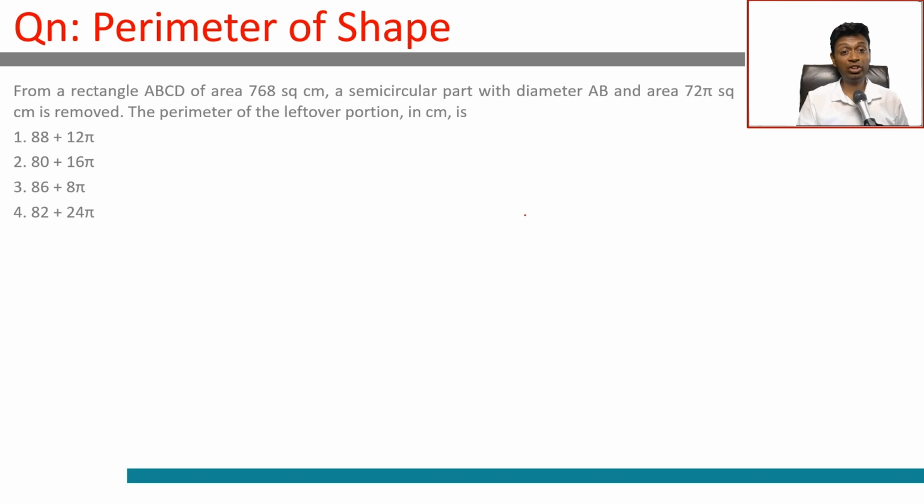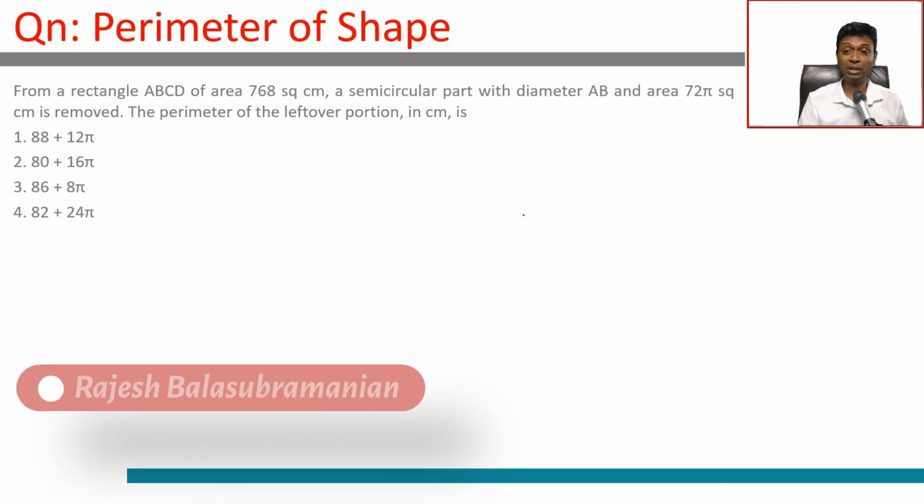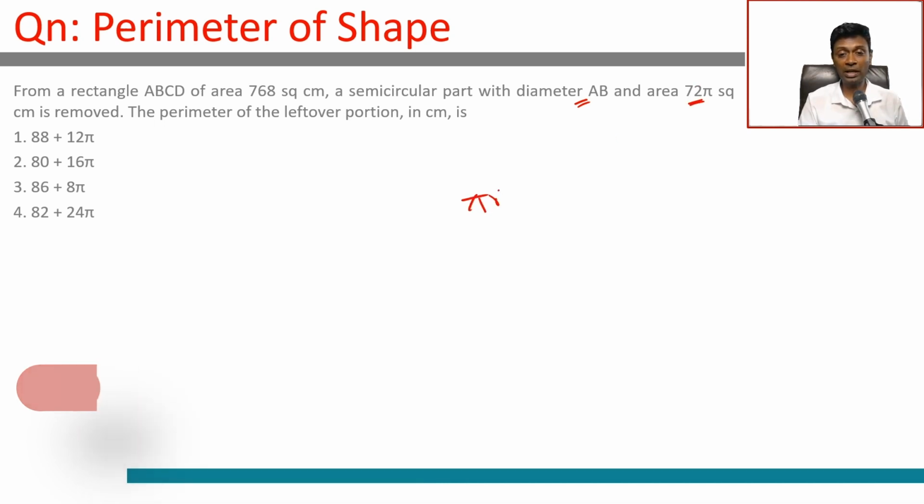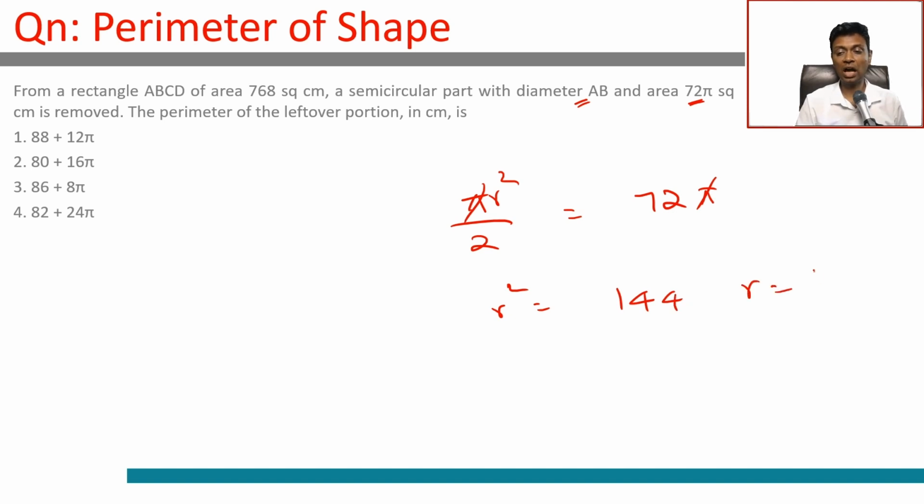From a rectangle ABCD of 768 square centimeters, a semicircular part with diameter AB and area 72 pi square centimeters is removed. Diameter AB, area is 72 pi. Area is pi r square by 2, that is 72 pi. The pi gets cancelled. R square is 144 or r is 12. The radius of this semicircle is 12. The diameter is AB, or AB should be 24.